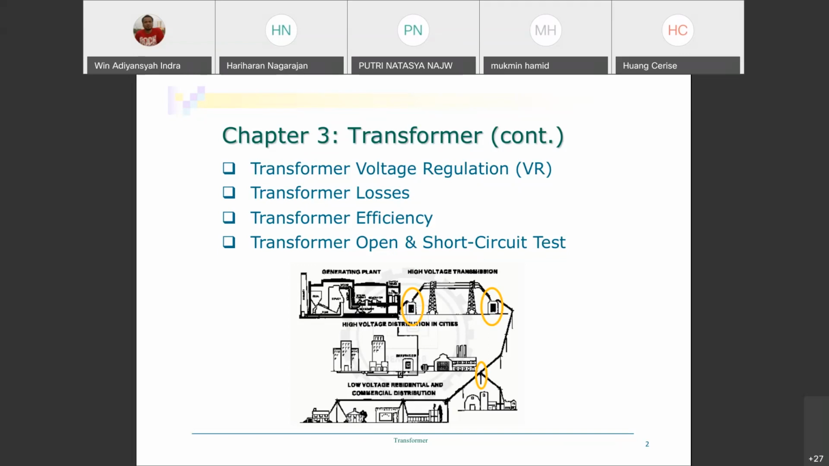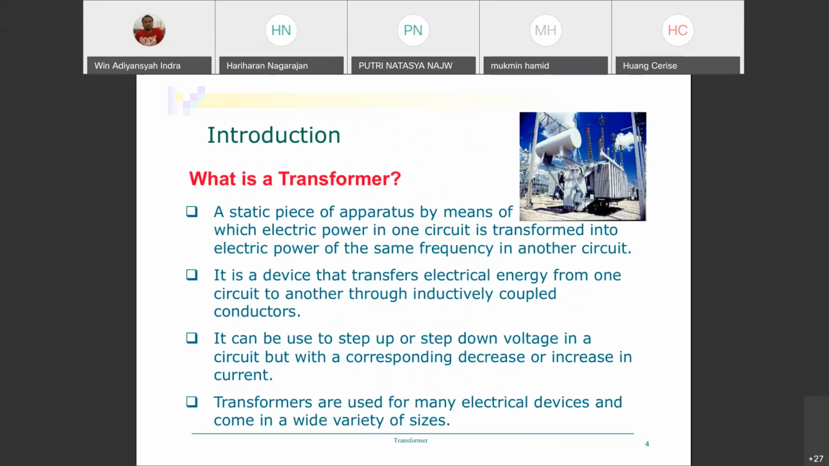The definition here: a transformer is a device that transfers electrical energy from one circuit to another through an inductively coupled conductor. It can be used to step up, increase, or step down, reduce voltage in a circuit, but with a corresponding decrease or increase in current. So if the voltage goes up, that means the current will go down.